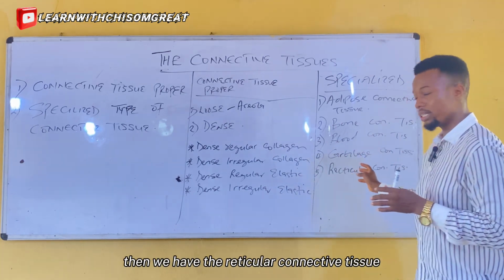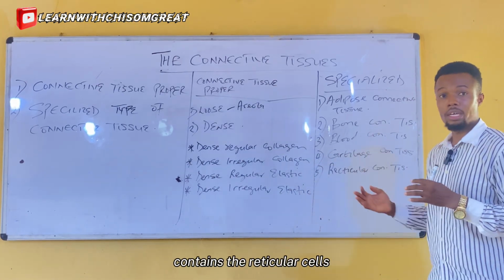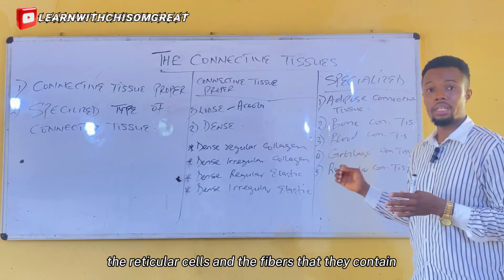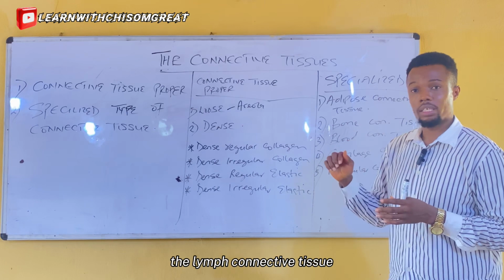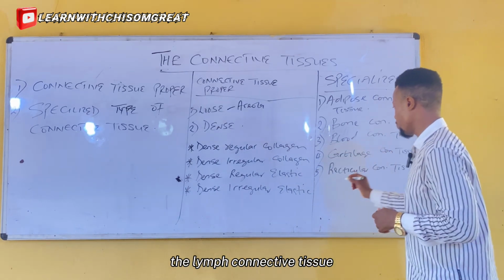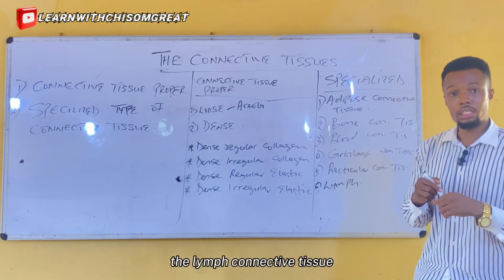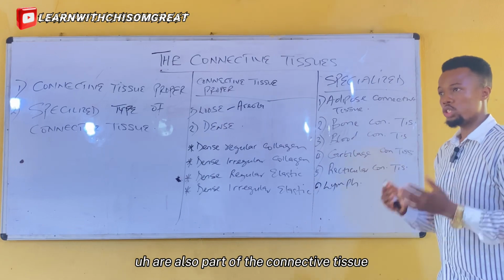Then we have the reticular connective tissue. The reticular connective tissue contains the reticular cells, and the fibers that they contain are the reticular fibers. Then I forgot to tell us about the lymph connective tissue. The lymph connective tissue is also part of the connective tissue.